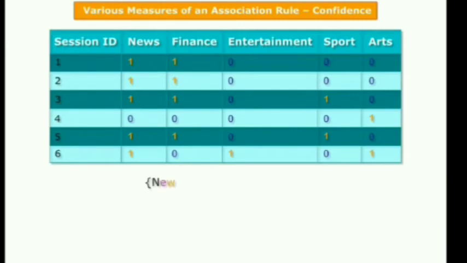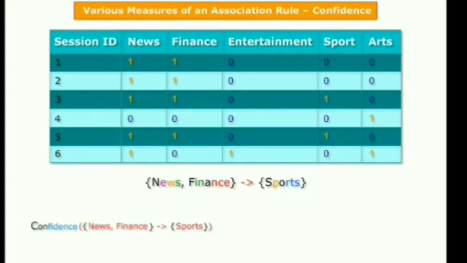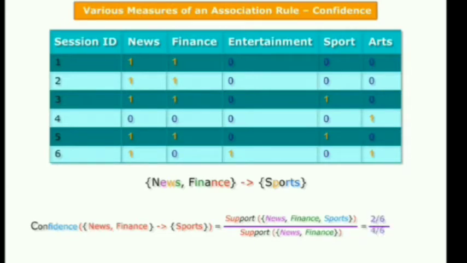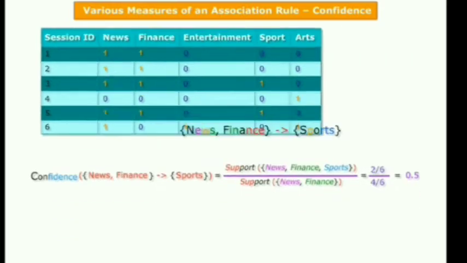In the case of the rule news, finance implies sports, the question that the confidence measure answers is, if a transaction has both news and finance, what is the likelihood of seeing sports in it? Confidence news, finance implies sports is equal to support news, finance, sports divided by support news, finance, which is equal to 2 by 6 divided by 4 by 6, which is equal to 0.5. Half of the transactions that contain news and finance also contain sports. This means 50% of users who visit the news and finance pages also visit sports pages.